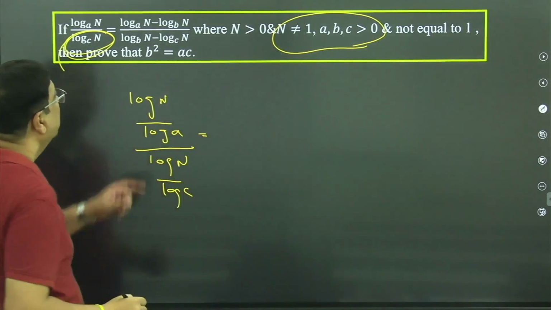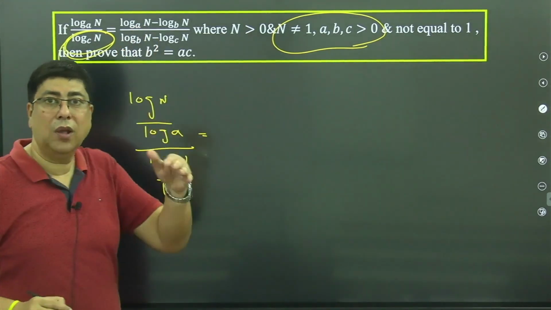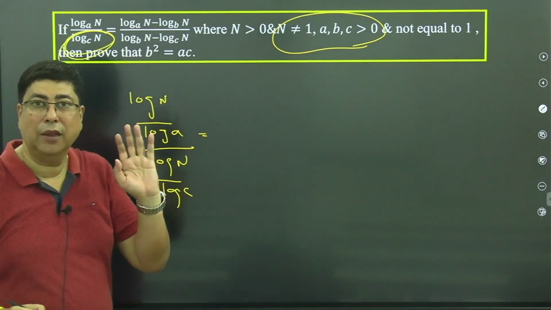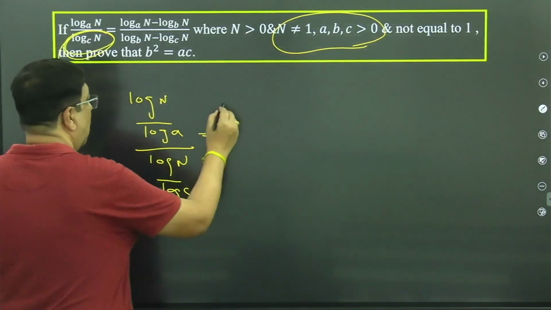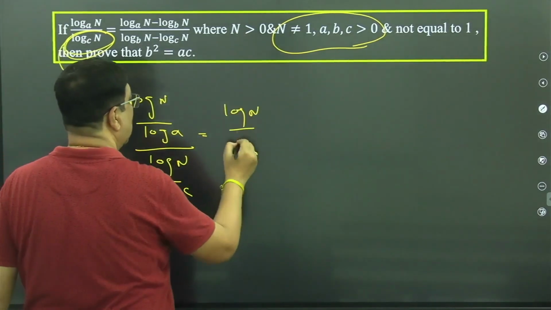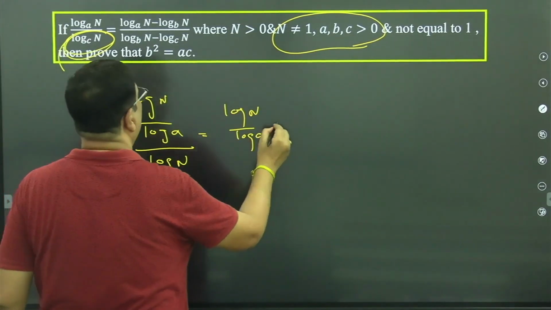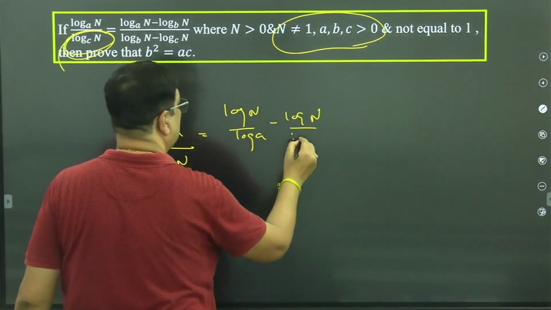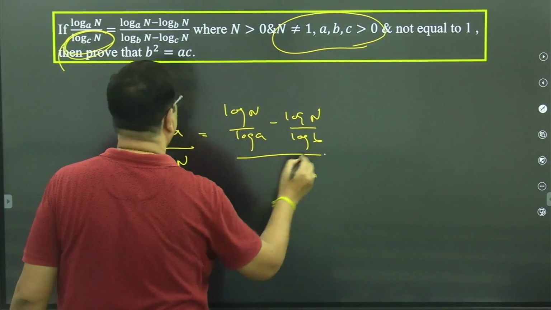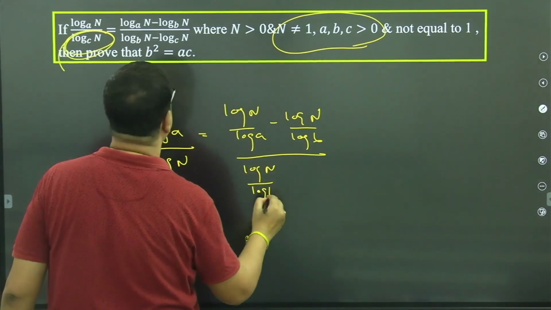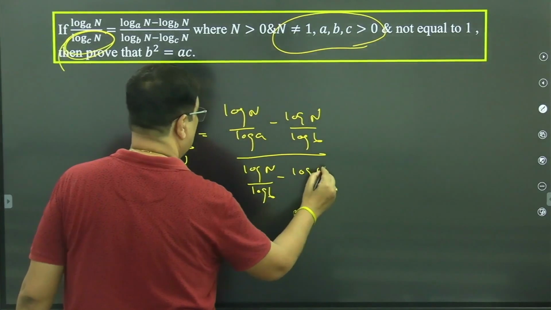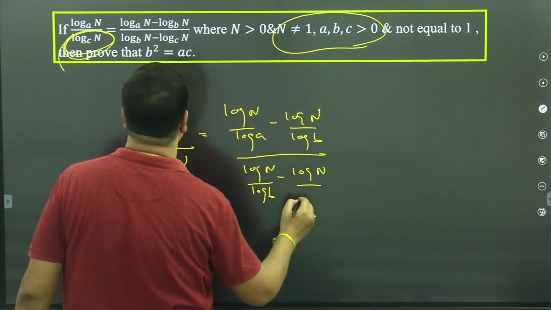And this is coming similarly log n base a, log n like that. Just open this bracket, माने open the log a base b, log a by log b. ठीक है ना, ऐसा कर दो. So log n by log a minus log n by log b total divided by log n by log b minus log n by log c.